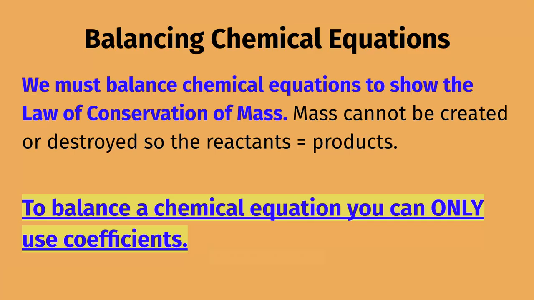We must balance chemical equations to show the law of conservation of mass, right? So mass cannot be created or destroyed, so the reactants must equal the products in the amount. To balance a chemical equation, you can only use coefficients.